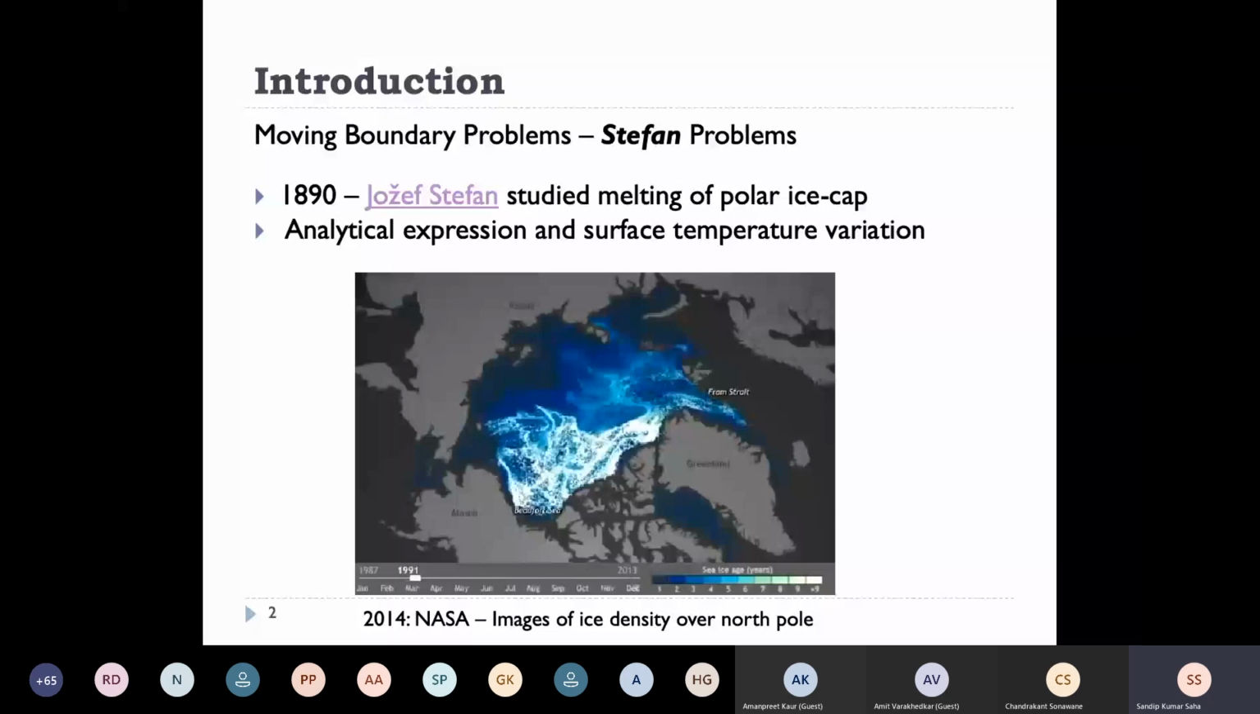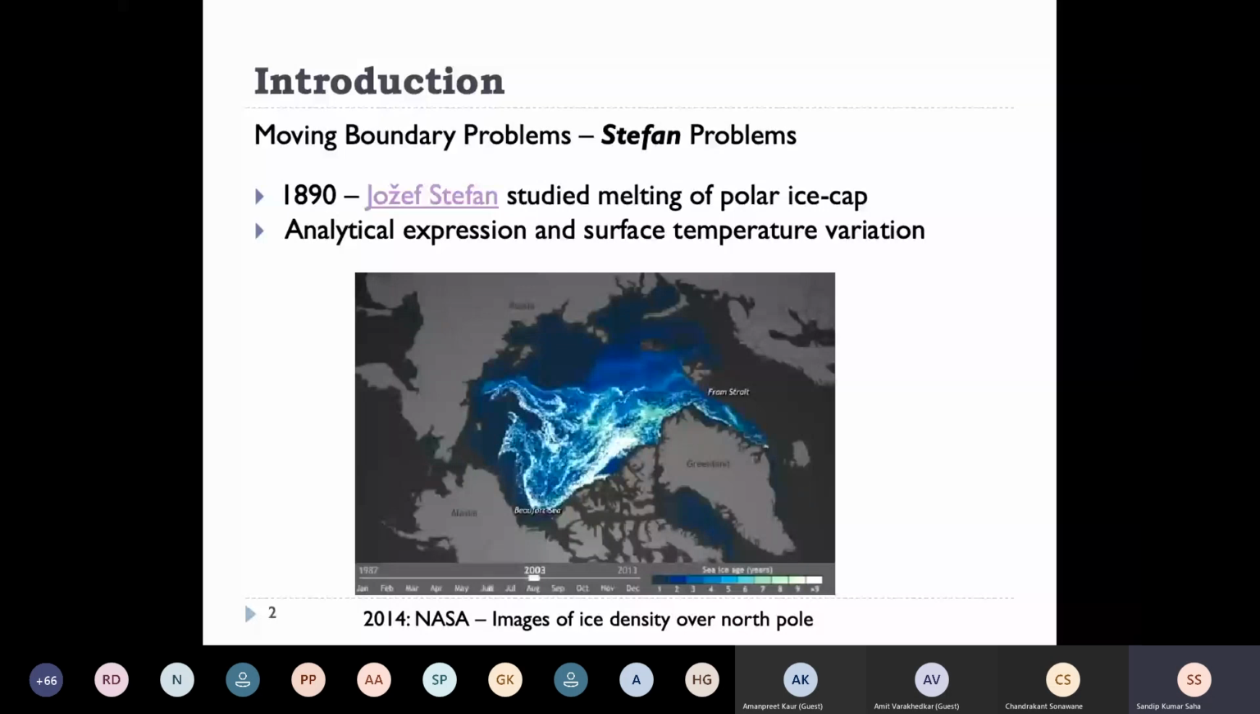Now if you want to predict how much ice will be left after certain years in the future, then you have to do some analysis. That analysis is basically a phase change analysis.